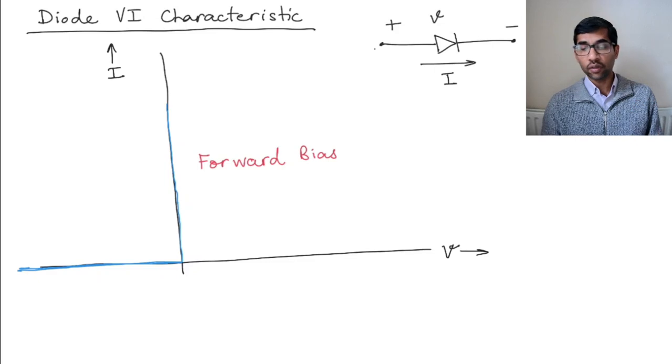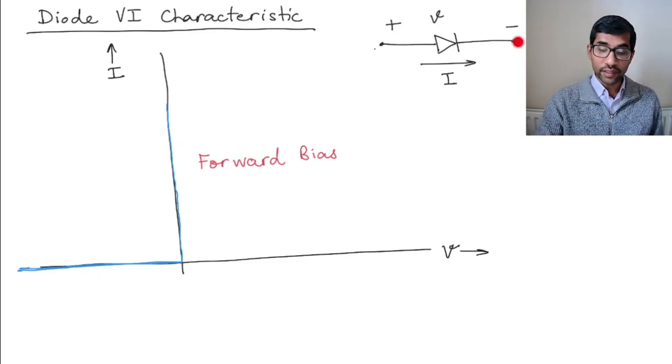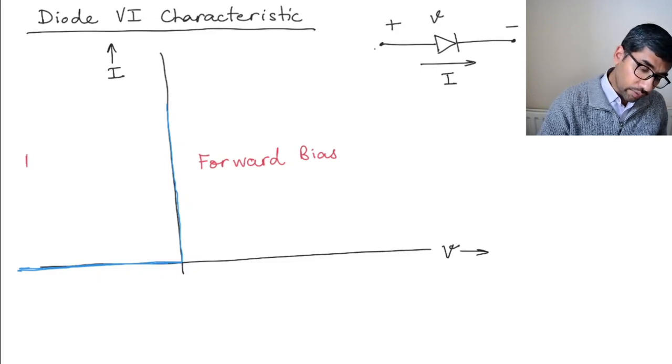Of course, the current is going to be limited by what we connect to the diode, right? If we connect a resistor here, the current is going to be limited by the resistor, and so on and so forth. So on the other side, you have zero current, and this is called the reverse bias region of the diode.